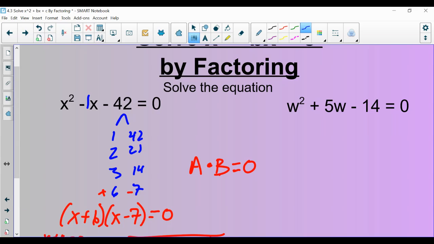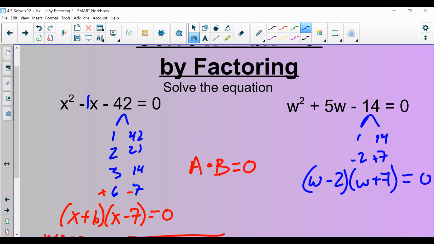Last problem here, potentially, I don't remember. This one, same idea. I would pause it here, try it out. What multiplies to -14? There's not a lot of options. 1 and 14 or 2 and 7. Which of these could get you to +5? Well, if the 2 is negative and the 7 is positive, these things multiply to -14 and add to 5. So it'd be w minus 2 and w plus 7 equals 0.